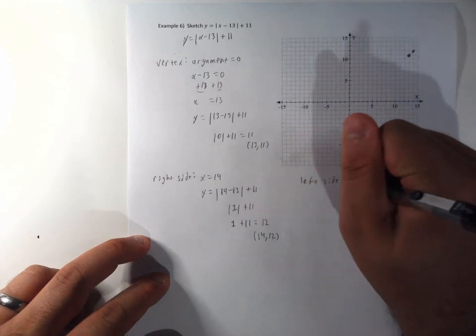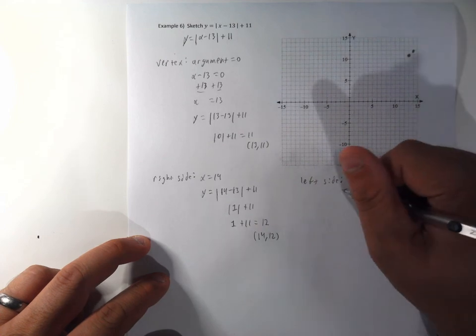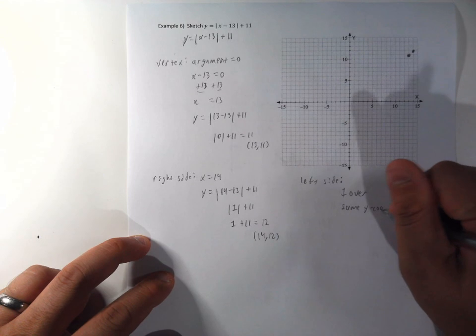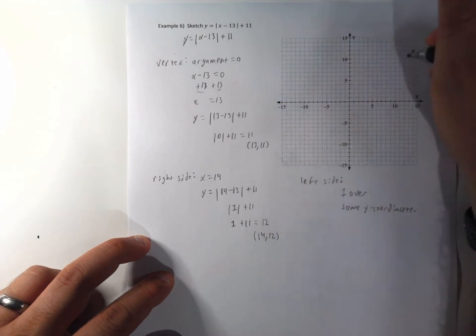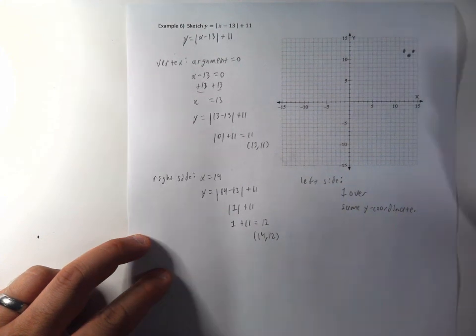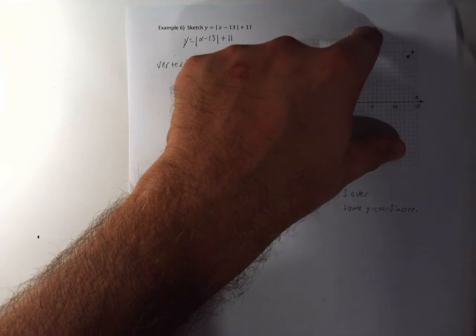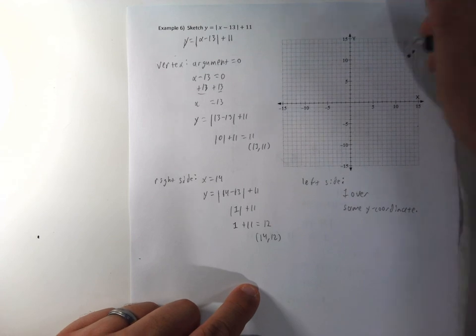Left side. This was 1 over, y-coordinate 12. This also will be 1 over, y-coordinate 12. So 1 over, same y-coordinate. Okay, I'll show you that again, in case you missed it. This was the vertex. This was 1 over, y-coordinate 12. We're going the other way. 1 over, y-coordinate 12.